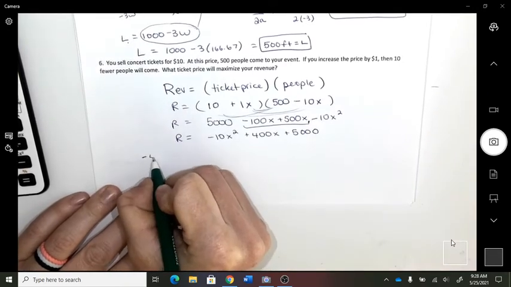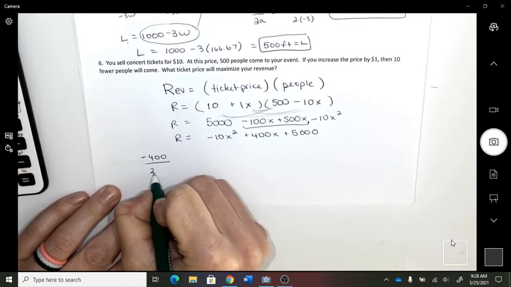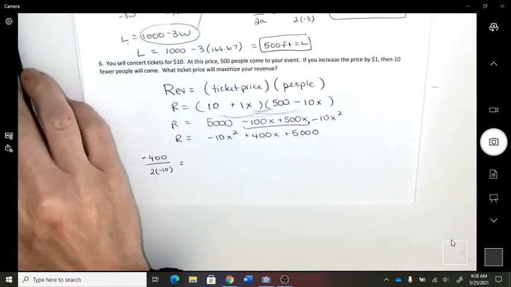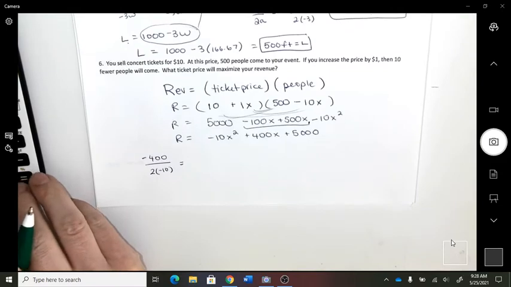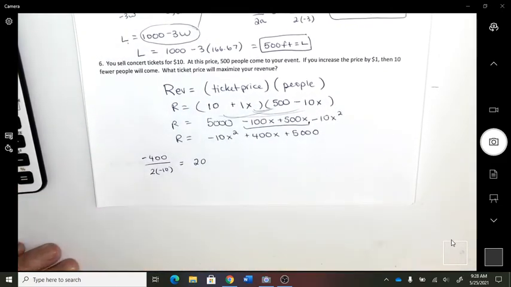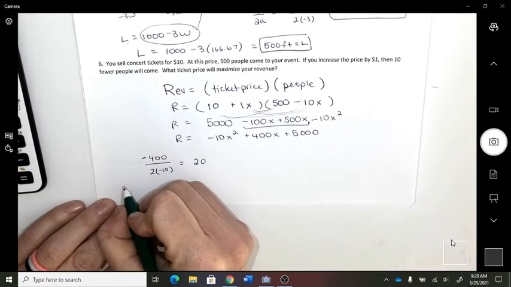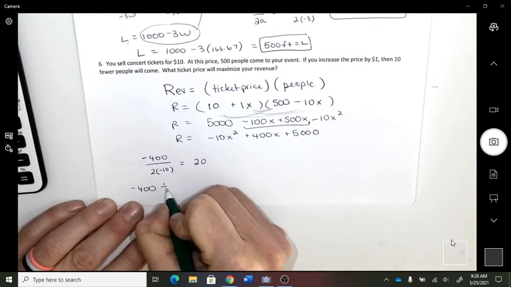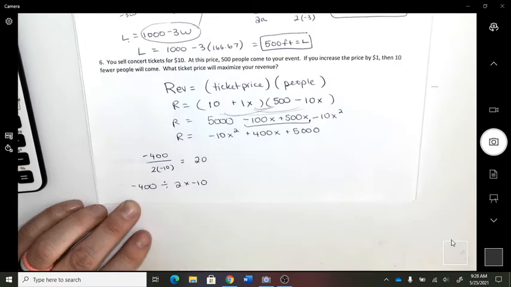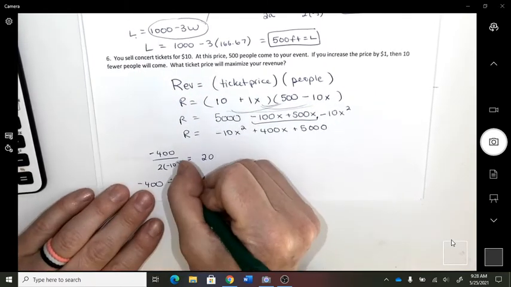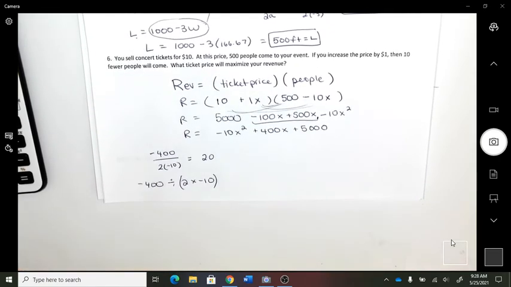Okay, so negative B, so negative 400 over 2 times negative 10. So that ends up being 20. When you're doing this, if you're doing this in your calculator, if you type that in, you're going to get it wrong, by the way. If you do type that in, you need to make sure you have brackets on that, right?